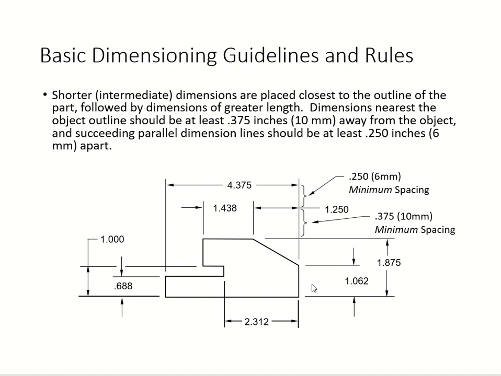Your shorter dimensions, you're gonna place close to the outline of the part. So make sure you put the shorter dimension inside, that's what it's saying. In this example, you look at this little 0.375, that's about 10 millimeters away from that object. And then you also have this little one, 0.250, 6 millimeter minimum spacing from here to here. Shorter dimension put inside, a longer dimension put outside, and there should be that minimum spacing in between them.